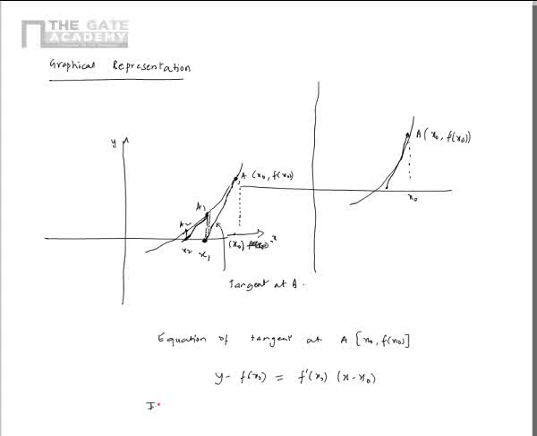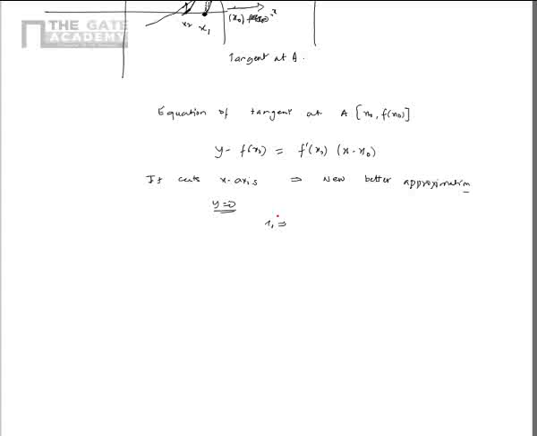Now we need to find out where it cuts the x-axis, right? Because then we can get the new, better approximation. It cuts the x-axis when y is 0. So putting y is 0 in the top equation, we will get x1 as x naught minus f of x naught by f dash x naught. And this is basically your first approximation to the root.